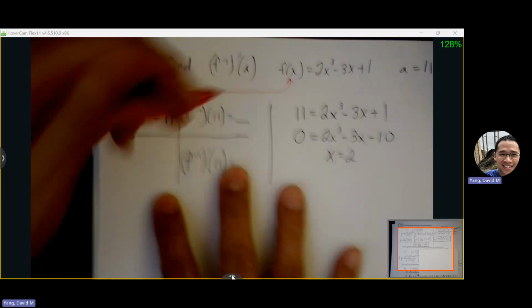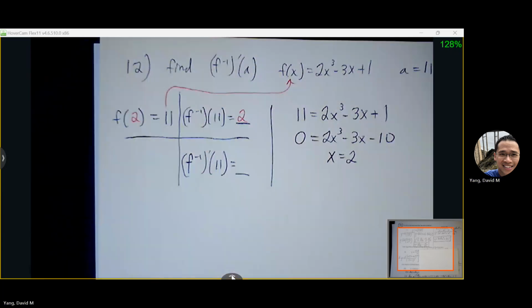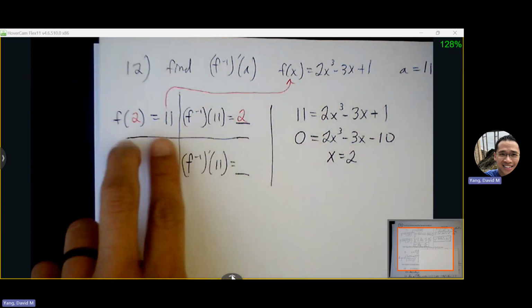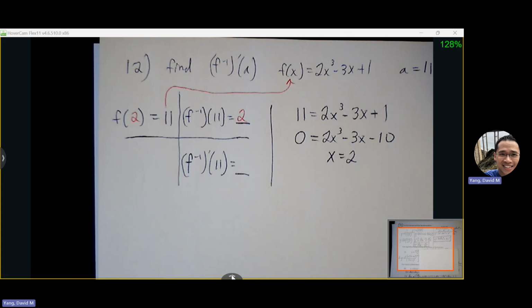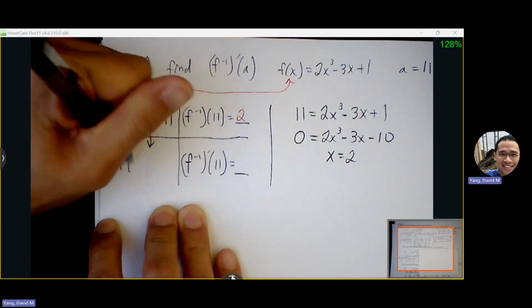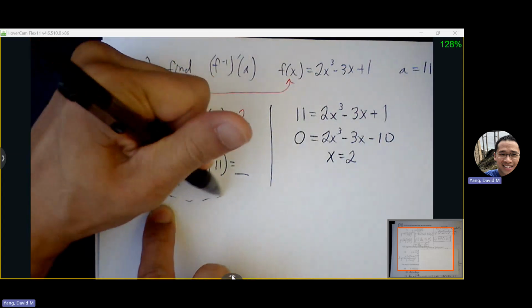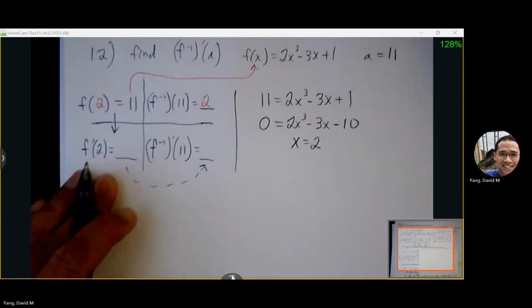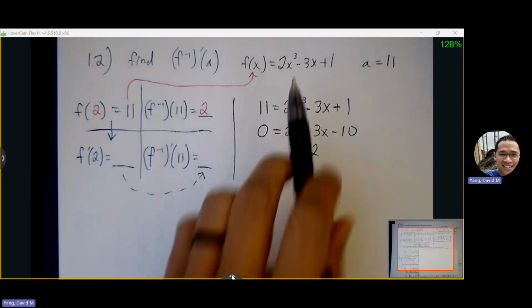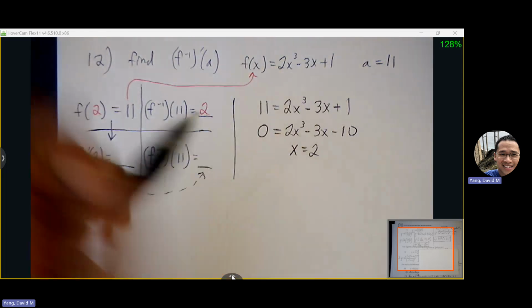Now that we have our x value, we can fill out our top row. My corresponding point: on my function side, there's an ordered pair (2, 11). On the inverse side, there must be an ordered pair (11, 2). So if I can find the slope of my f graph at 2, then this slope number will lead me to my answer. To find f prime of 2, we first have to find f prime of x. To find f prime of x, we'll go through power rule.